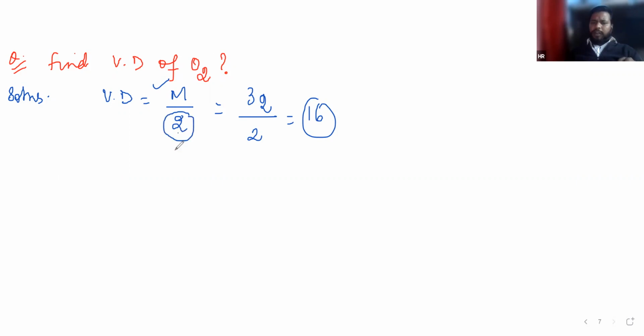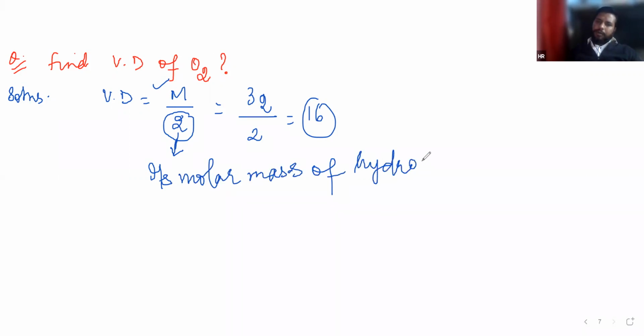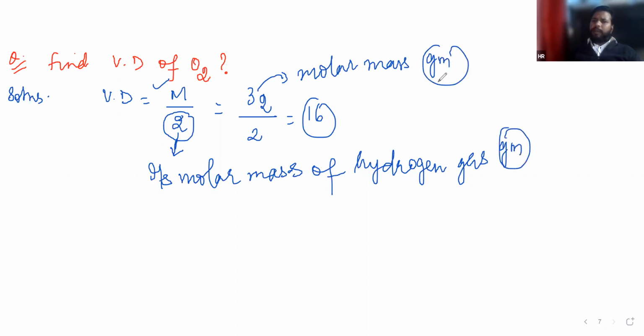And here, what is 2? It's the molar mass of hydrogen gas. And you can see in the numerator you have molar mass, so both are in the same unit, and it will be cancelled out. Okay, so vapor density is unitless. Got it?